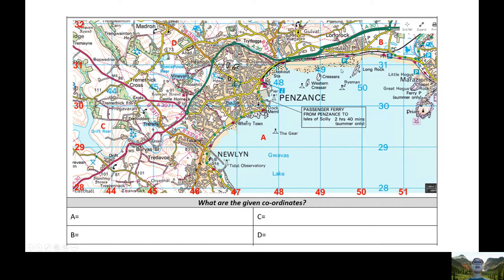Okay, this is Penzance in Cornwall. What are the given coordinates? So for A, first of all, we need to find where A is. There's A right in the middle of the sea. So let's start by going down, down, down, down, down. And there we hit. We know we're 47. We know it's a bit further on than midway, which would be 5. So I would say it's 476. And up here, it's 29.